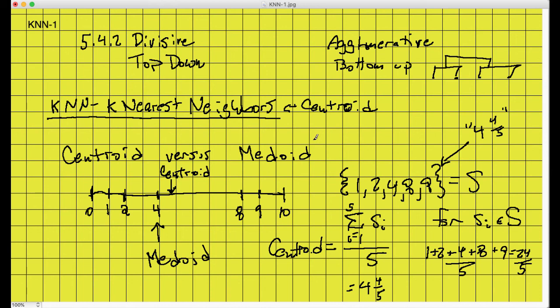There's another algorithm talked about in this section here, in this 5.4.2 divisive algorithms. There's something called PAM. And PAM stands for partition about medoid. It's a very, very similar algorithm to the KNN. It's just what is it that we're trying to get near.